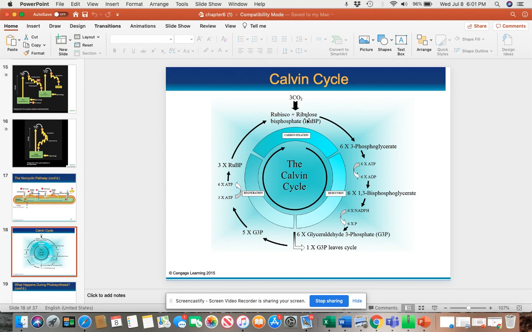Carbon dioxide, rubisco, it's a protein, and the cycle is known as the Calvin cycle. This takes place in the chloroplast stroma.